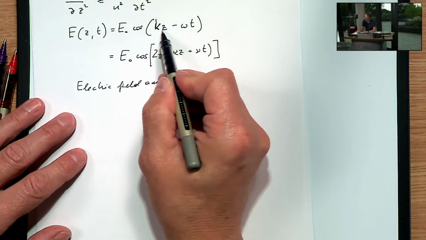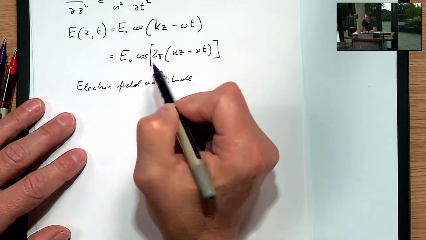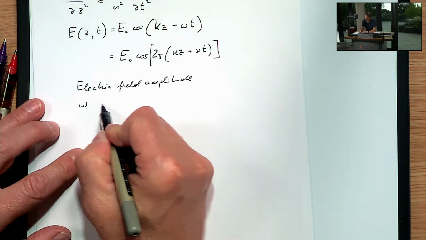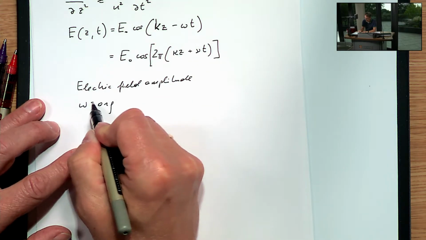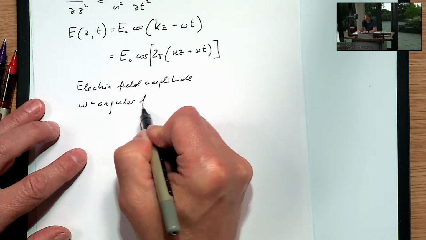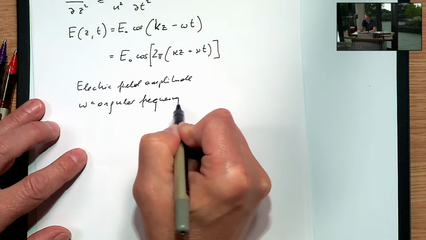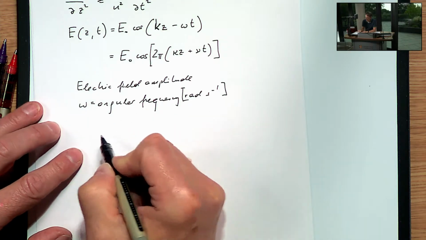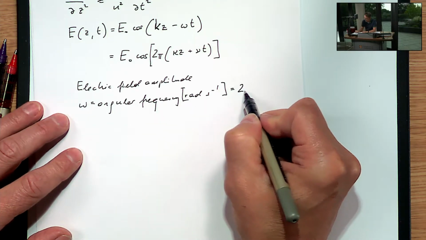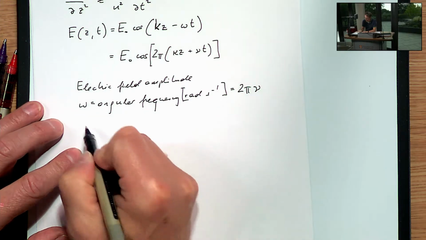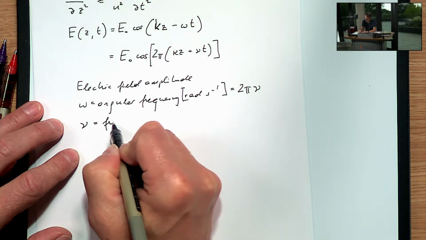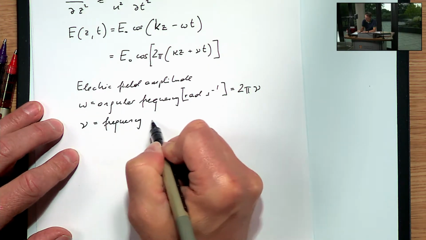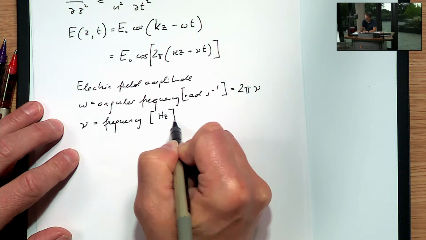Z is, of course, the propagation direction. T is time. Omega is the angular frequency, in radians per second, and that is given by 2 pi times nu, where nu is the frequency of the light wave in hertz.